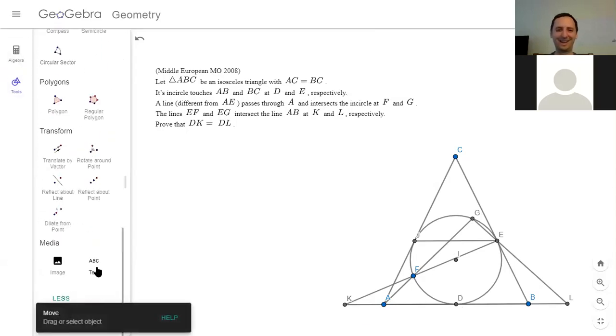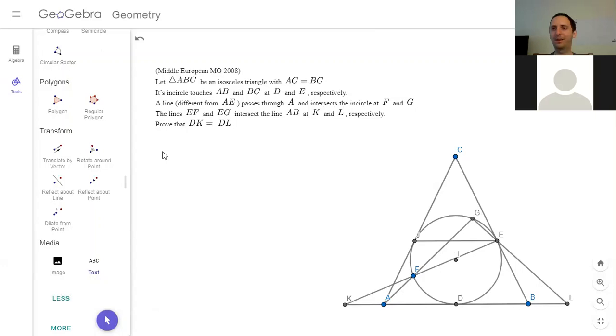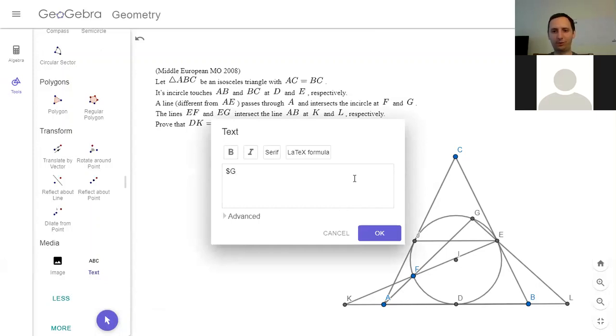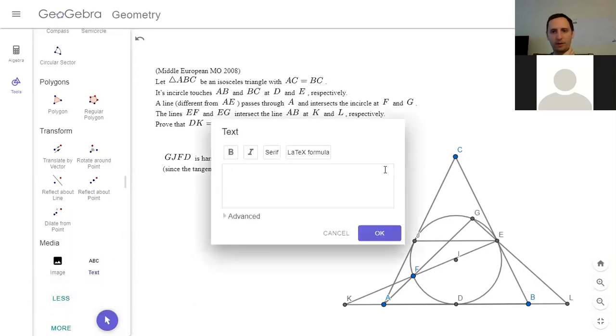So this was nice. This is a nice problem, actually. Oh, I'm sorry, what did you say? This is a nice problem. Yeah. So we start off, so GJFD is harmonic. And that's since the tangents at J and D concur with FG. Okay. And so if that's true, then that means the cross ratio is -1.